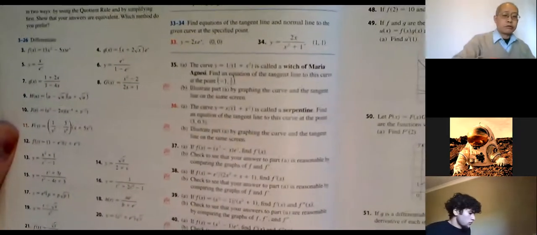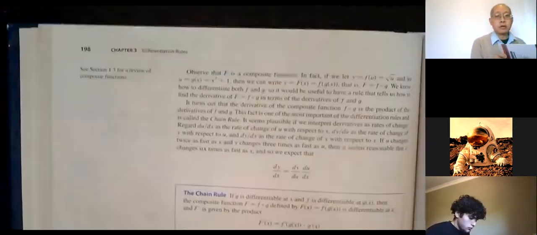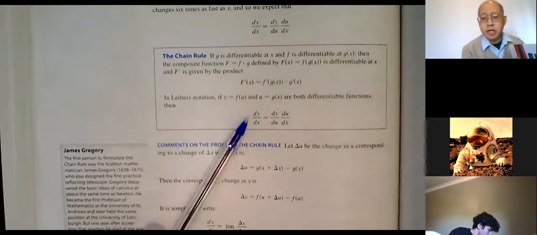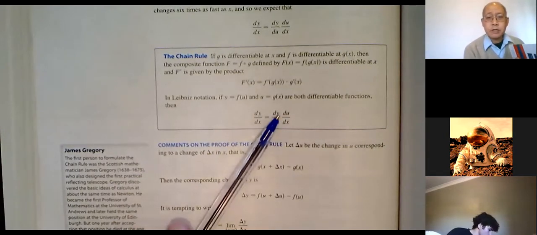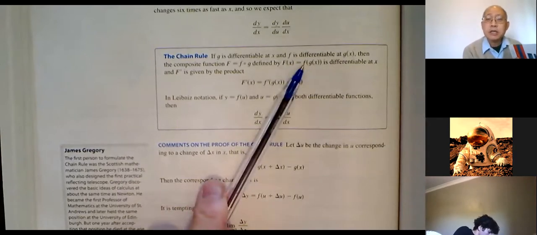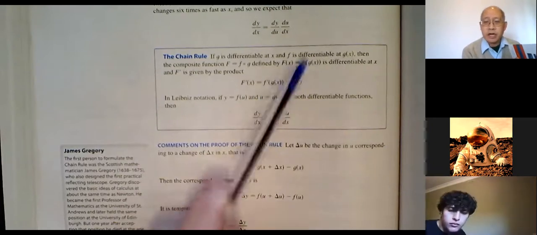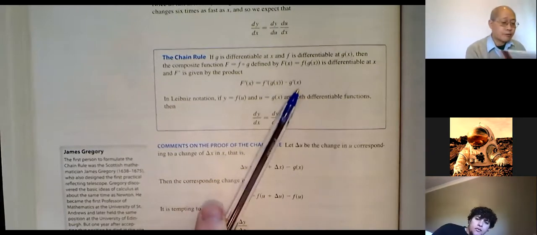Okay, so we're back to the chain rule. So the new derivative rule is the chain rule, and it's how to differentiate a composition of functions. Okay, so page 198. In the Leibniz notation, dy/dx is dy/du times du/dx. When you have a composition like this, it's f prime of g of x times g prime of x. So you take the derivative of the outside function first with respect to the inside function, and then times the derivative of the inside function. Okay.